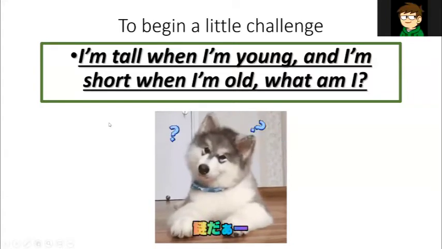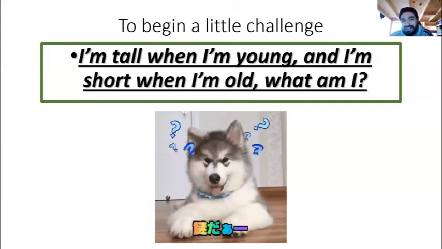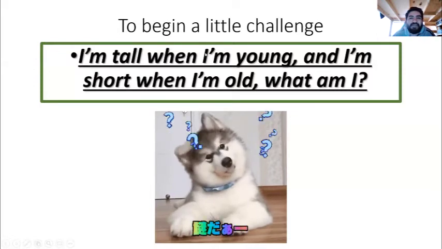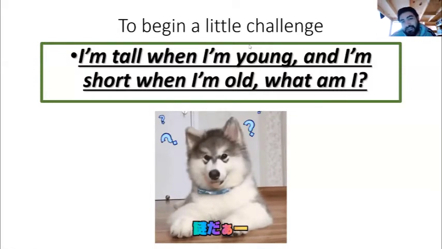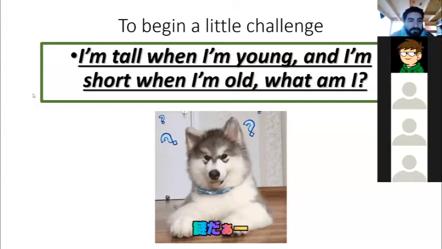I don't understand. You don't understand. Okay, let's read it in Spanish. Entonces, sería así. Yo soy alto cuando soy joven y yo soy bajo cuando soy viejo. Entonces, ¿qué soy? What am I? So, I am tall when I am young and I am short when I am old. What am I? Any idea? ¿Tienen alguna idea de qué podría ser? No, no, no. Okay, no.